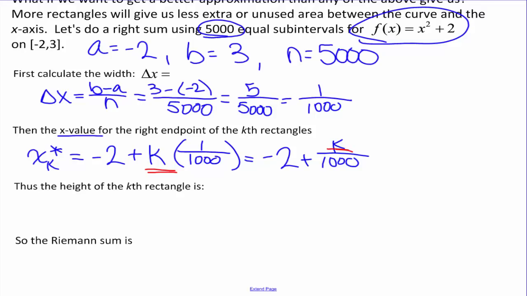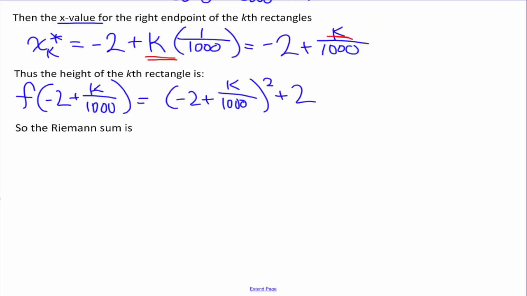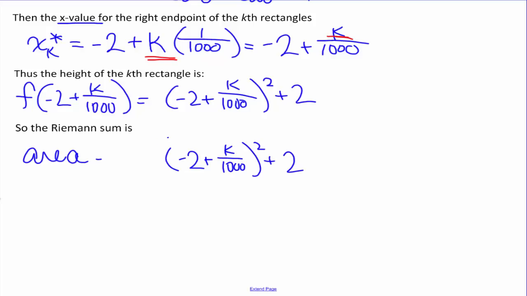Okay. So now the height is we take that thing and plug it into f. So f of -2 plus k over 1,000, which is -2 plus k over 1,000 squared plus 2. And so then to find area, I take the height, -2 plus k over 1,000 squared plus 2, and I multiply it by delta x, which in this case is 1 over 1,000. How are we doing? And that's the area for rectangle number k.